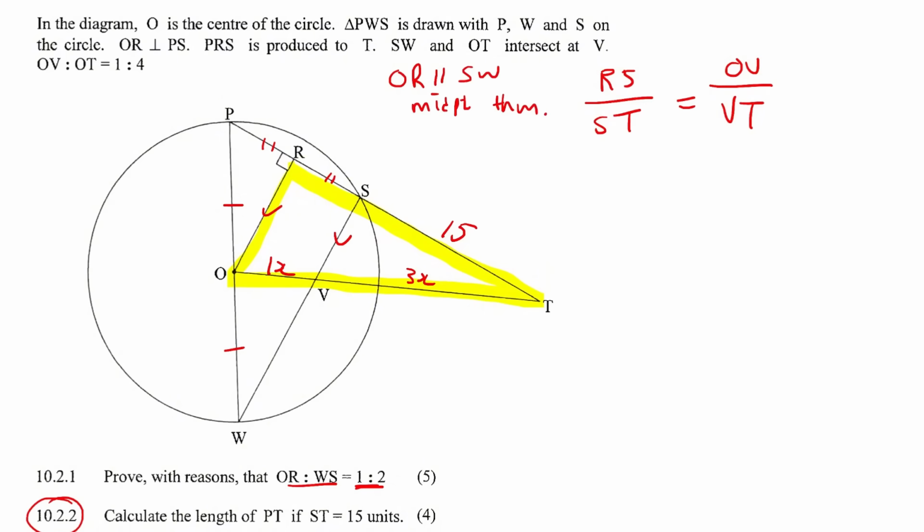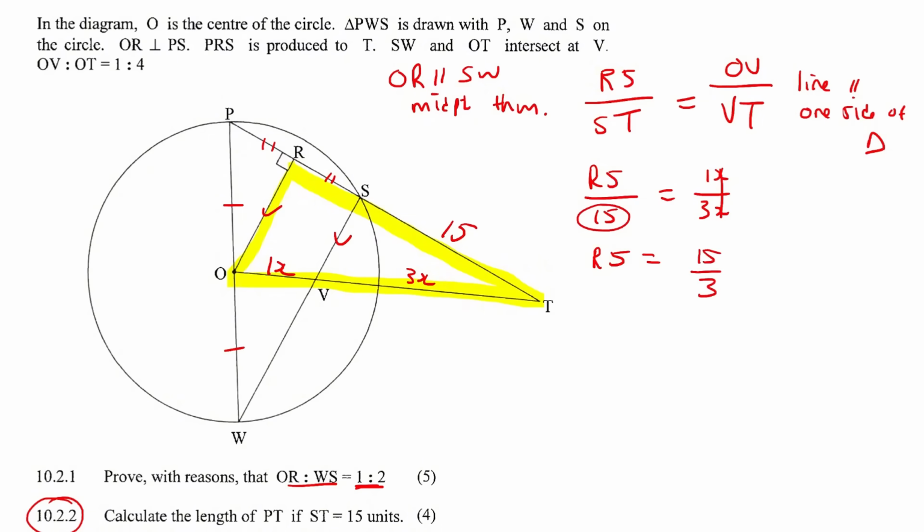Okay. So because we have a triangle over here that has parallel lines, we're using the proportionality theorem. So you could either say here prop theorem, and then you would say which lines are parallel, but what I like to use is line, parallel. Okay, so now RS we don't know, ST we know is 15, OV is 1x, and VT is 3x, so the x's cancel. And so you can multiply this 15 over, so you're going to get 15 over 3. So we now know that RS is 5.